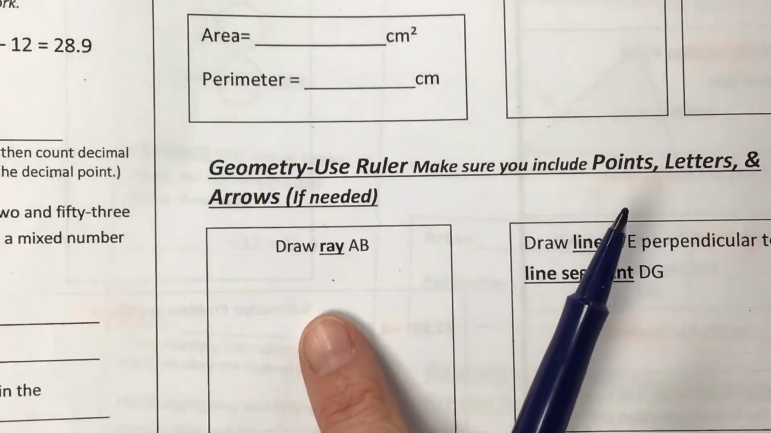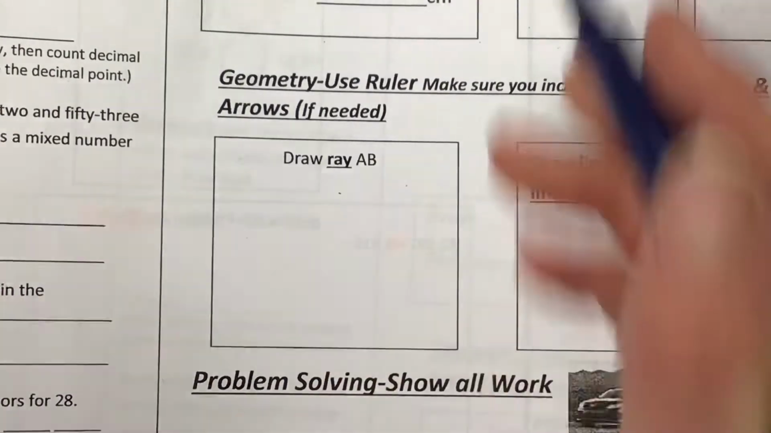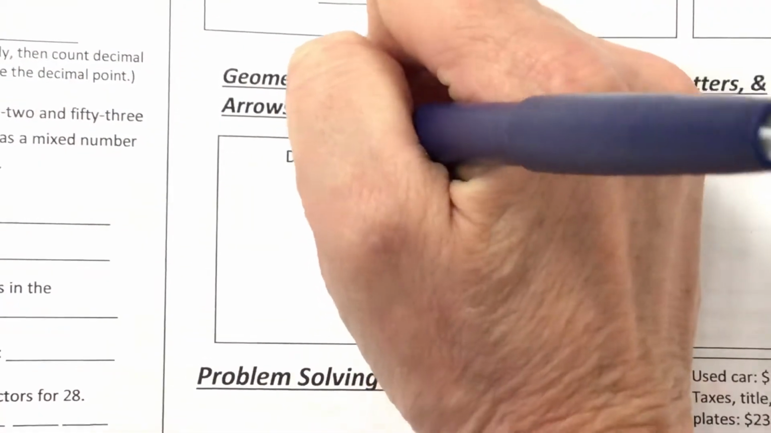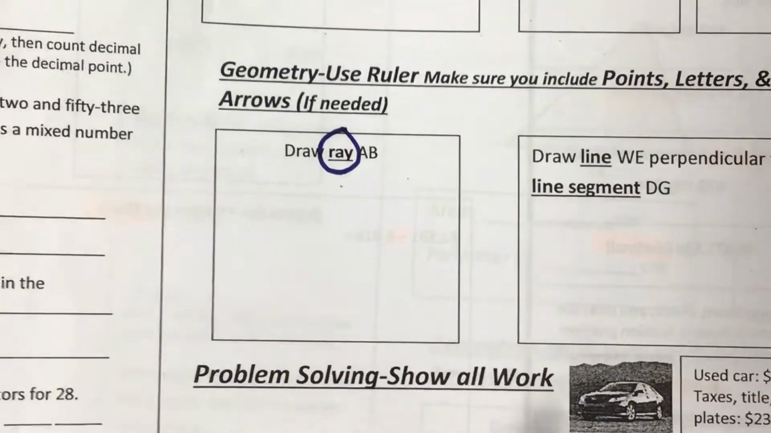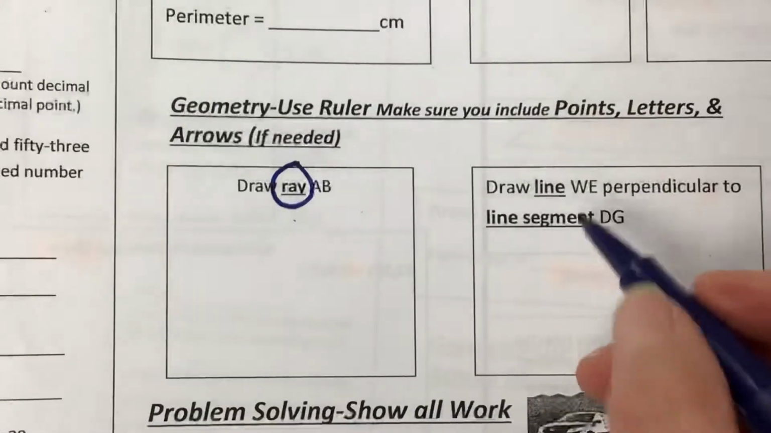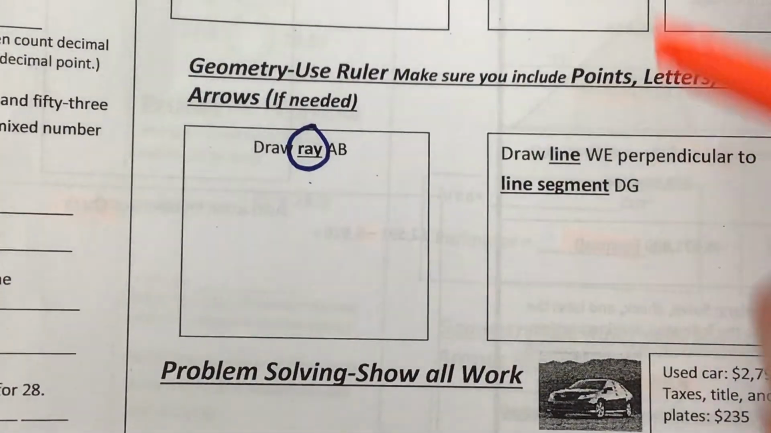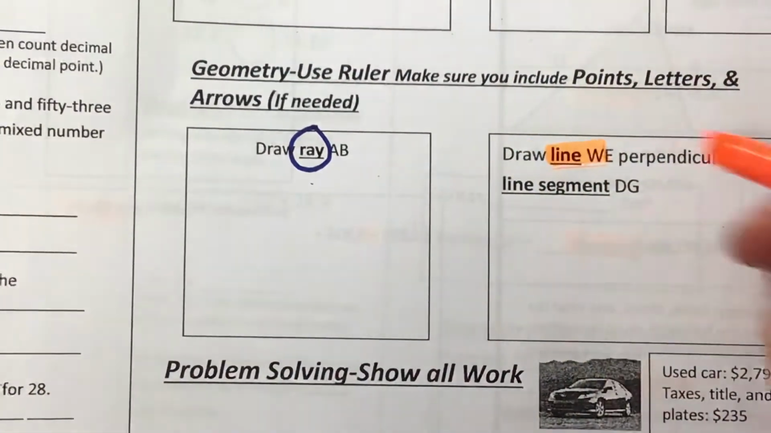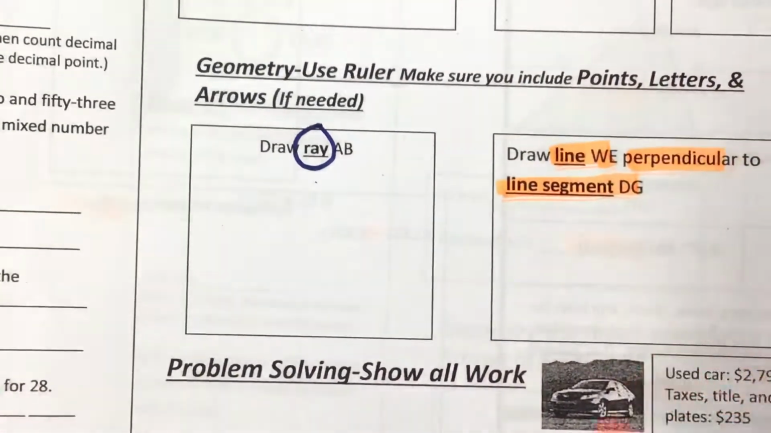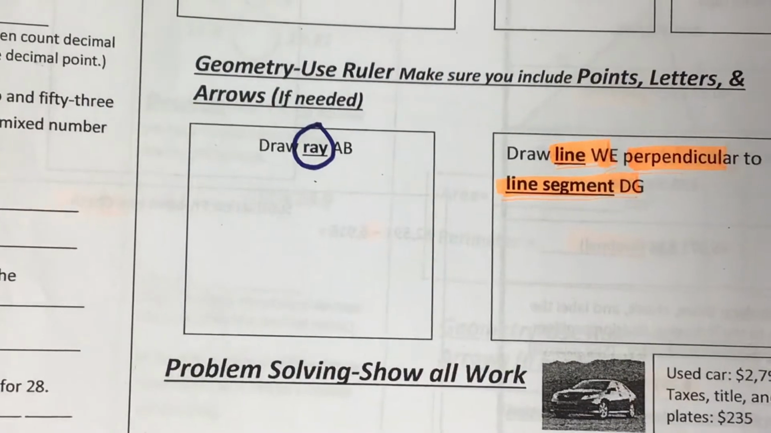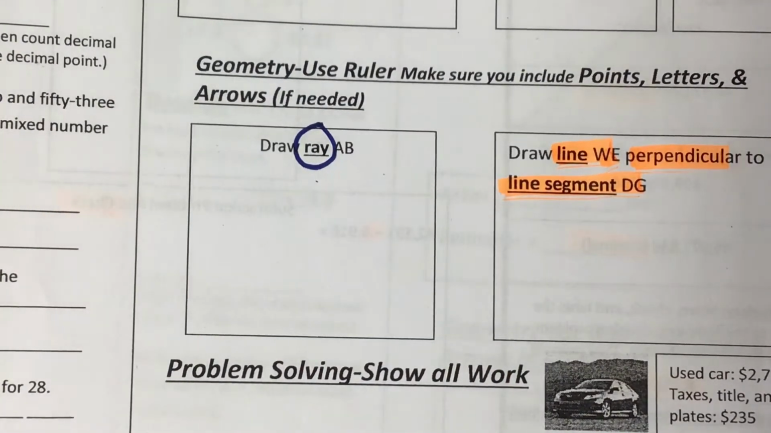Okay, don't forget that you need to use a ruler. And please make sure that you're drawing what it says. Last week it was line segment, and many people missed it because they drew lines. Here you have to draw 2 things. Let's highlight that. Line WE and make it perpendicular to line segment DG. So there's a line and a line segment, and it needs to be perpendicular.